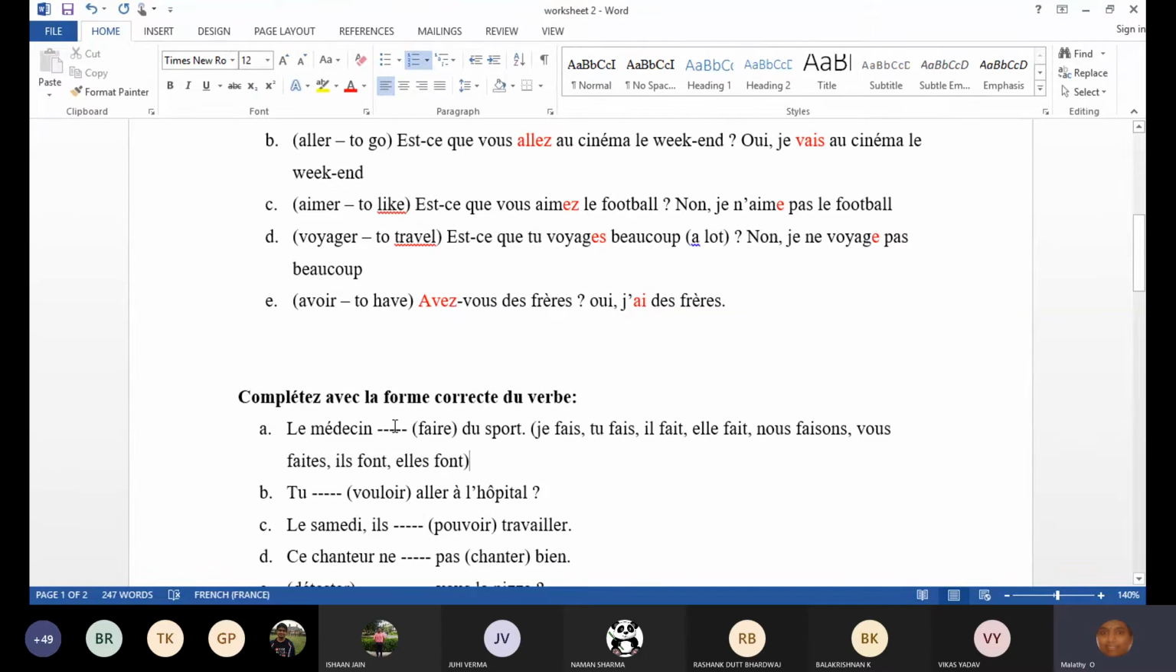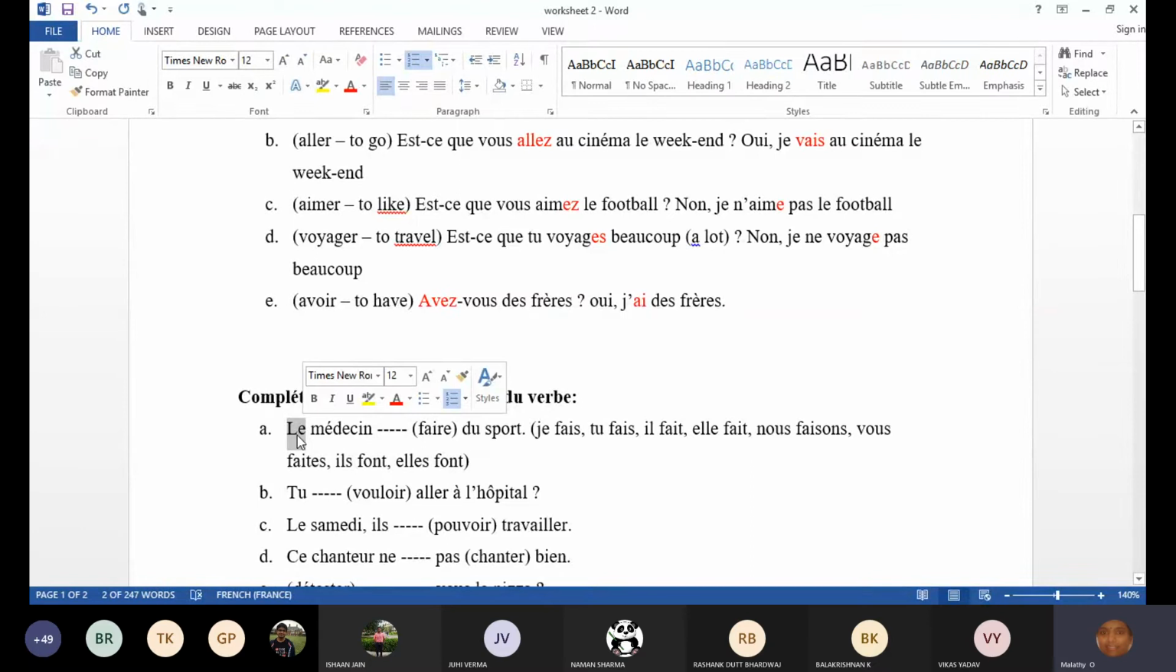So which would be the right one? Can one of you answer? To pick the right one, you need to know the subject. The subject is le médecin. If you don't know what le médecin is, you can just see the article, le.